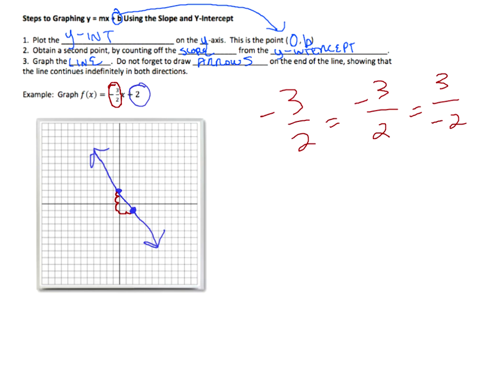So here's the process again. Plot your y-intercept, count your slope, put one more point, graph your line. That is how you graph using slope-intercept form. Green check, red X. Green check, green check. Excellent.